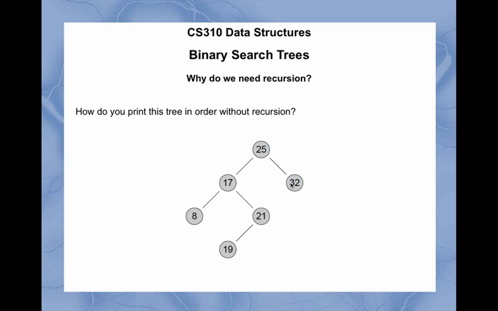So if we go left, then we go left, then we go left, there's nothing left, nothing right, we print. We have finished the go left, we come up here and print the 17, and then we go right. In other words, go left, print, go right. That's the simple logic, or the simple heuristic.